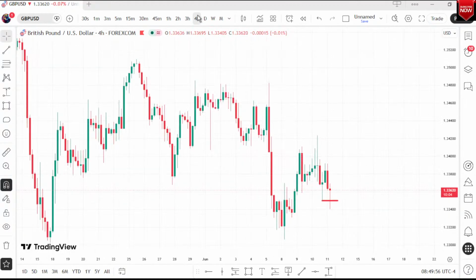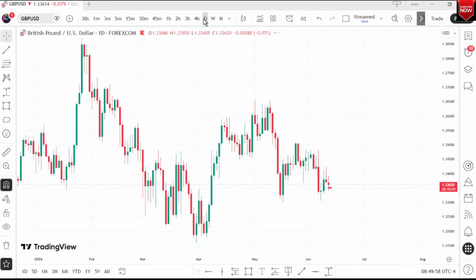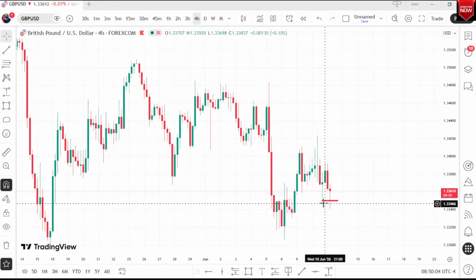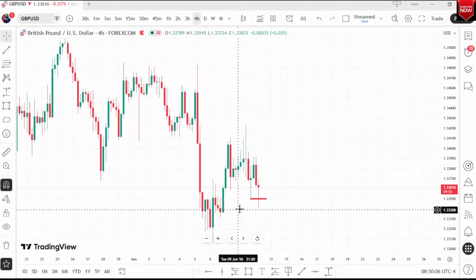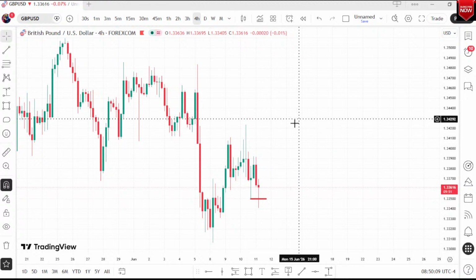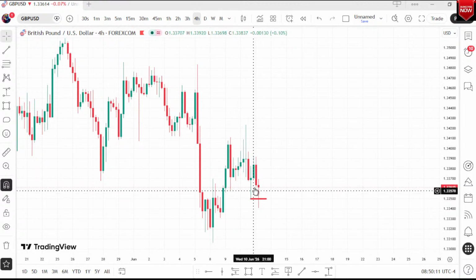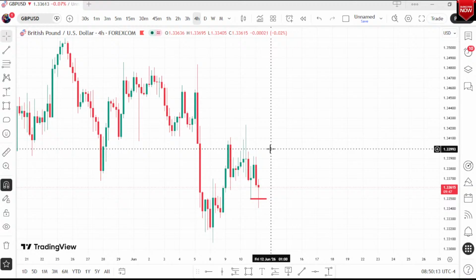Okay, let's continue. See the 4 hour. In the 4 hour, we have a stop run here. So being this a stop run, you will see price now rallying up higher.